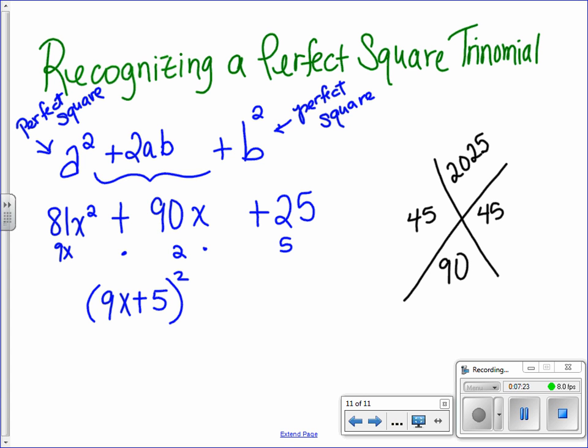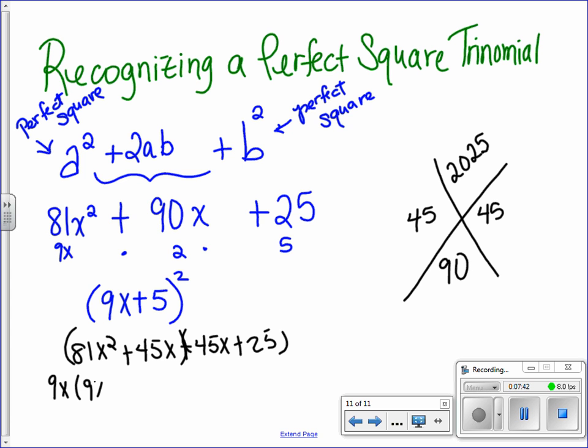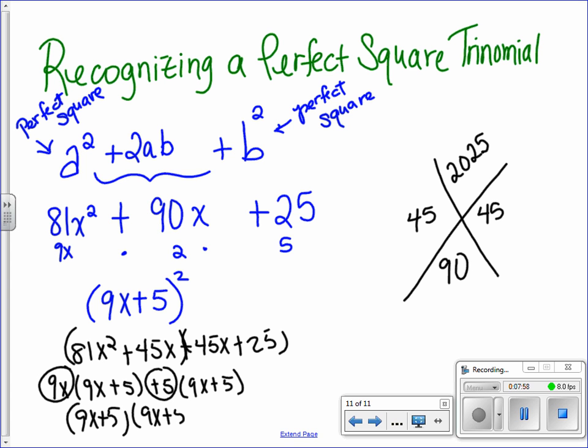Okay? Save yourself some time. Because then you're going to keep factoring. You're going to go, okay, so let me see. 81x squared plus 45x plus 45x plus 25, group. And on this, I can take out a 9x, and that leaves me with 9x plus 5. And over here, I can take out a 5, and that leaves me with 9x plus 5. Oh, look. Isn't that neat? 9x plus 5 on the inside, and 9x plus 5 on the outside. Yeah, because it's a perfect square trinomial.